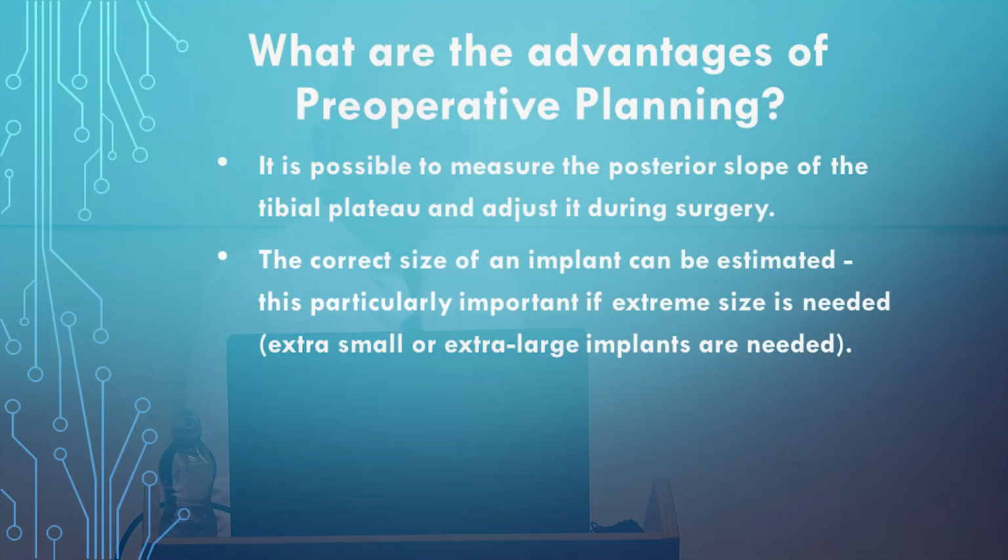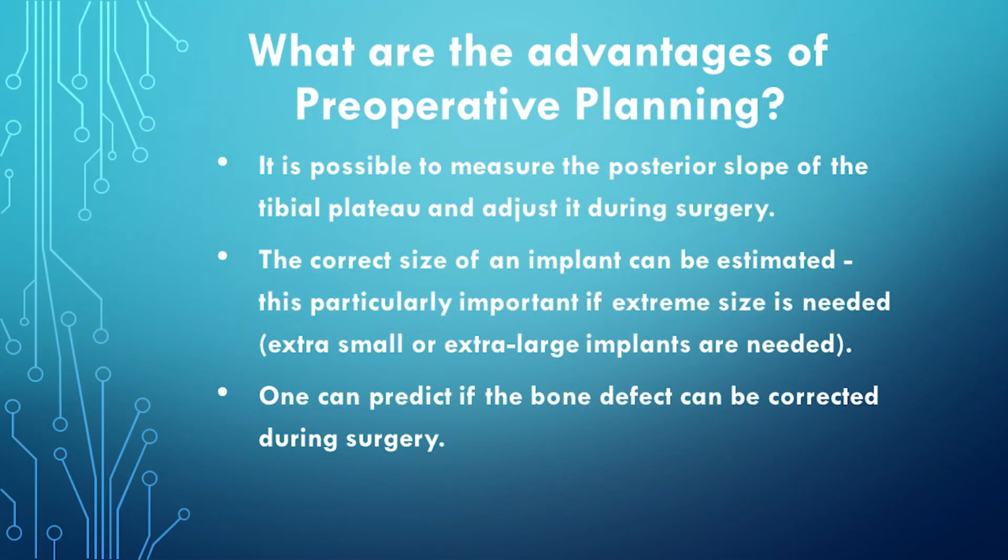Secondly, you can predict if the bone defect that you have on the medial side or the lateral side is good enough to do the half knee replacement. So that's a very good thing too. Now, that's one example, as you see here.